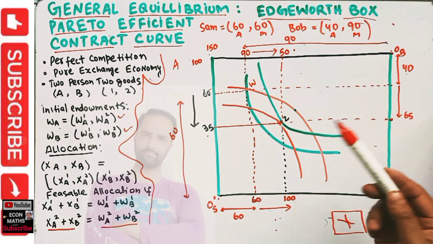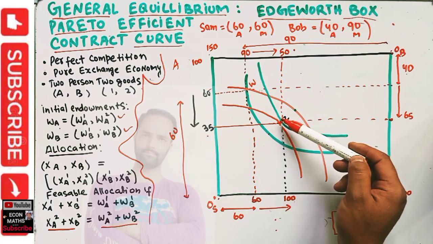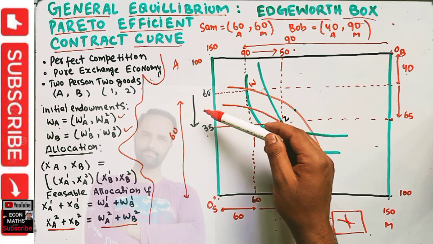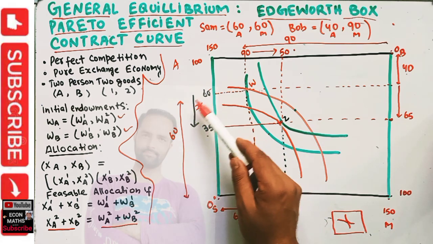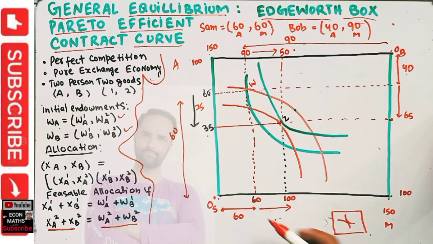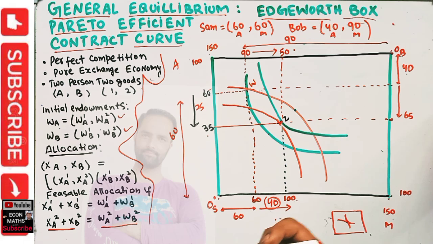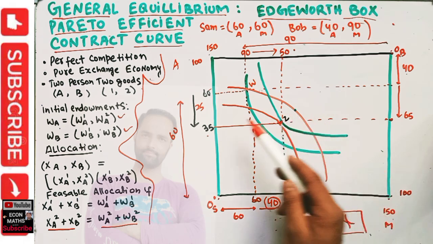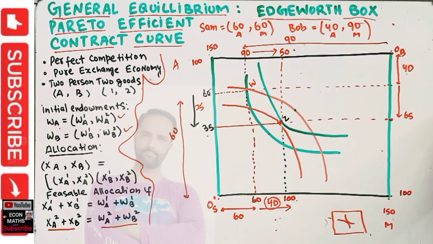So what is the trade that gets Sam and Bob from point W to Z? You can see Sam trades 60 minus 35, which is 25 apples, to Bob in exchange for 40 extra units of mangoes, as we moved from 60 to 100. Okay, so this point is Pareto efficient. Why is it Pareto efficient? Because the marginal rates of substitution of Sam and Bob are equal at this point, where the two indifference curves are tangent to each other.